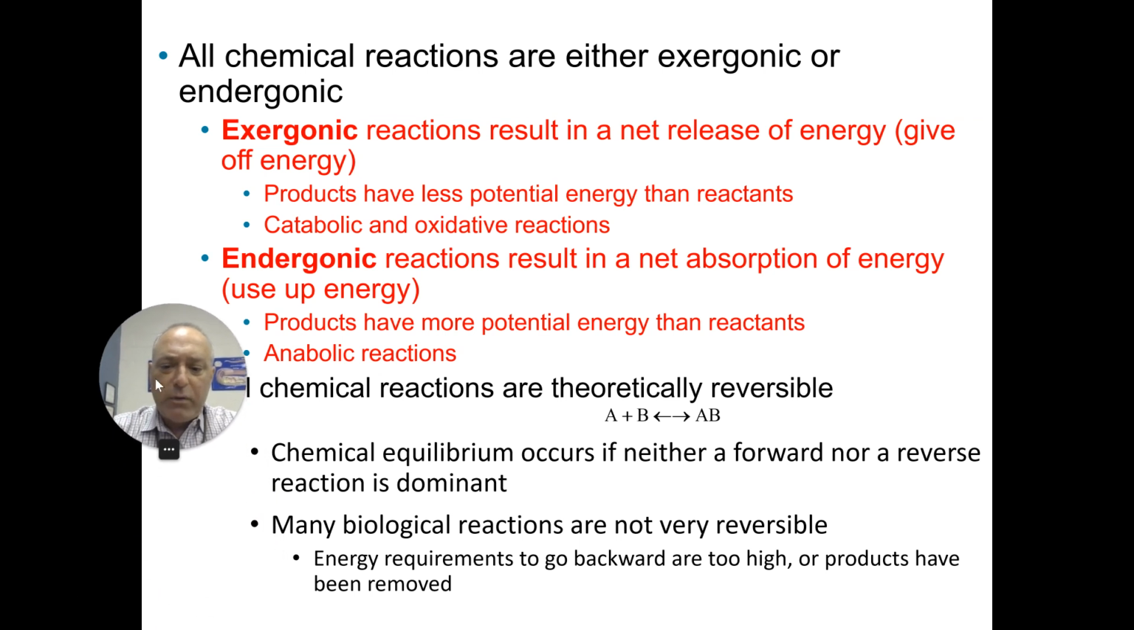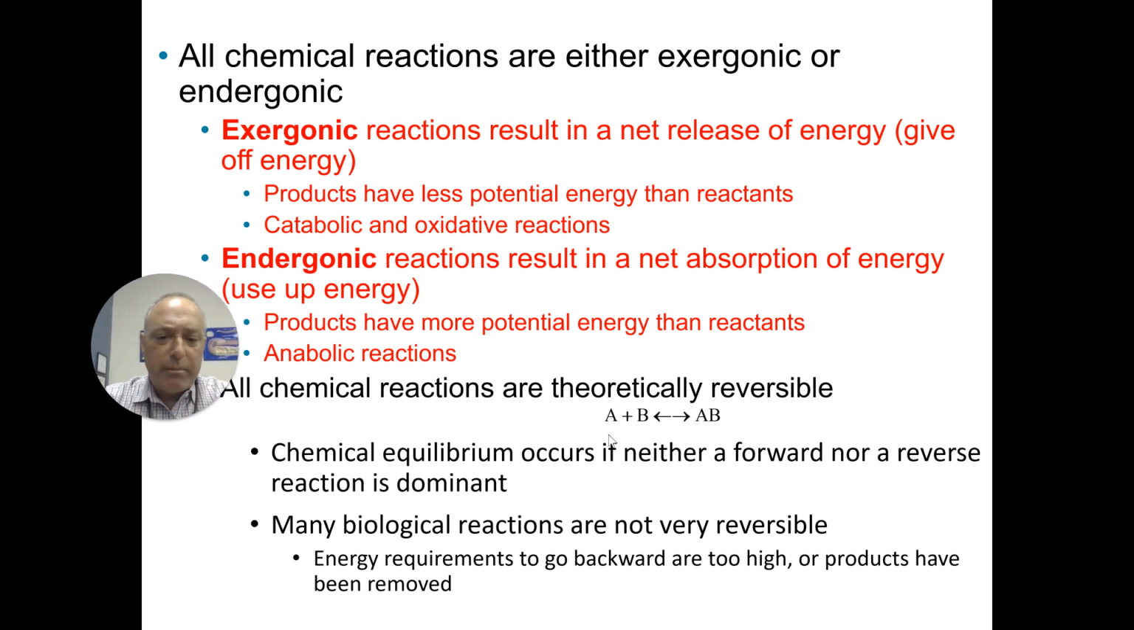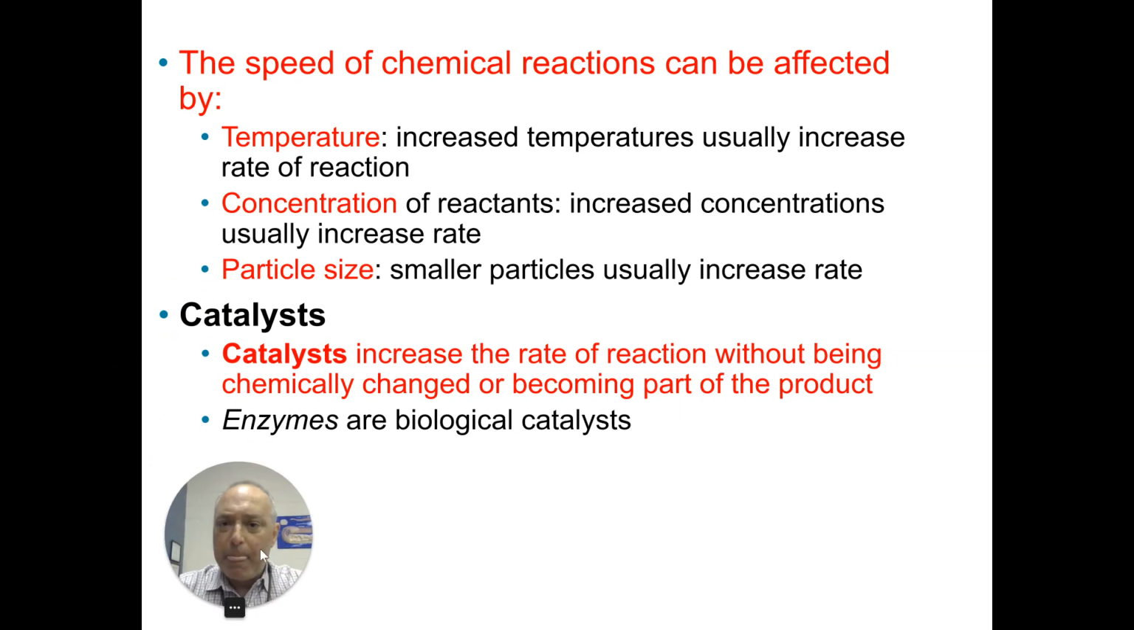There is chemical equilibrium between these reactions, and so A plus B goes to AB, and AB can dissociate to A plus B. Not all reactions are reversible, though. They might need a little bit of help. Okay, the speed of chemical reactions can be affected by the temperature, the concentration of the reactants, and the particle size.